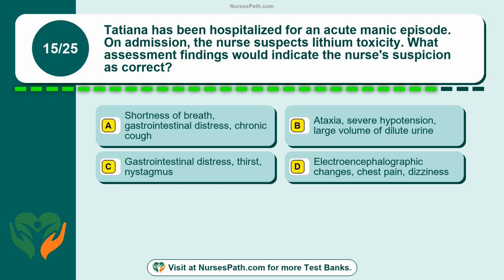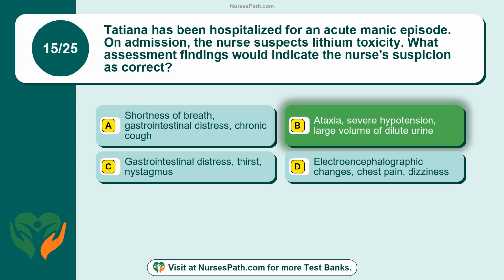Question 15. Tatiana has been hospitalized for an acute manic episode. On admission, the nurse suspects lithium toxicity. What assessment findings would indicate the nurse's suspicion as correct? Option A. Shortness of breath, gastrointestinal distress, chronic cough. Option B. Ataxia, severe hypotension, large volume of dilute urine. Option C. Gastrointestinal distress, thirst, nystagmus. Option D. Electroencephalographic changes, chest pain, dizziness. The correct answer is option B.